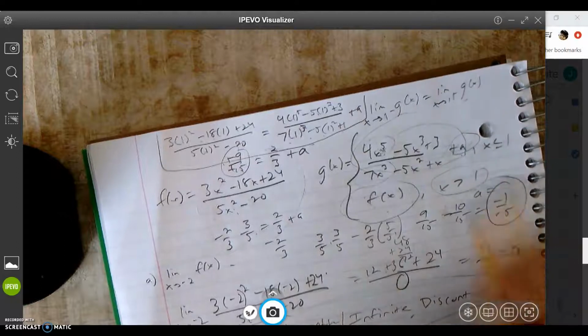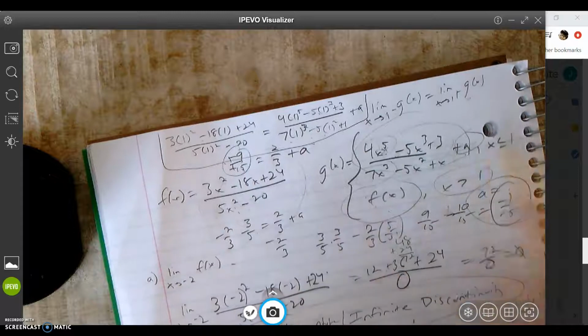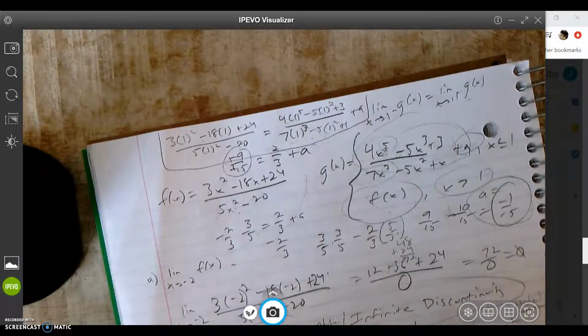So that's a equals negative 1/15, in order for the limits on the left and the right to be equal to each other, and then you're on your way after that. You could prove the continuity, but you don't have to do that. All you have to do is figure out what a equals.